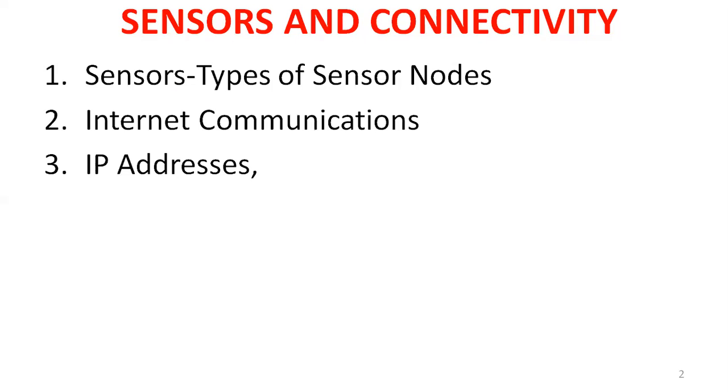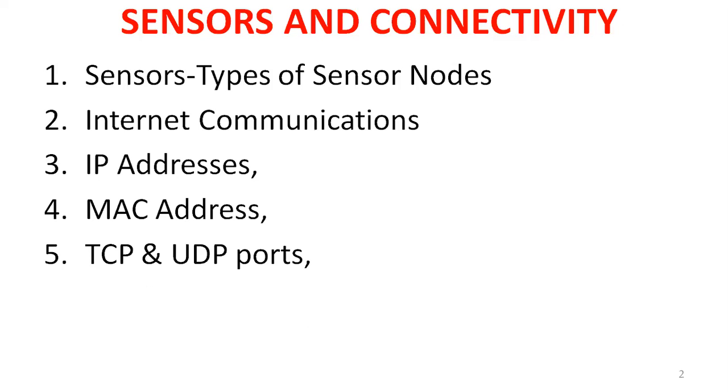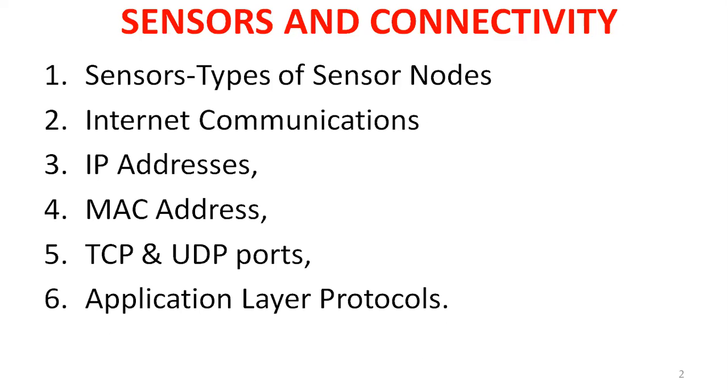IP version 4 consists of 2 power 32 addresses. And then IP version 6 has 2 power 128 addresses. And then coming to the MAC address, this is the physical address of the computer. And then we come to the TCP ports, different ports are there, and then the application layer protocols. We have so many different application layer protocols, like HTTP. So many different application layer protocols are available in the Internet of Things.